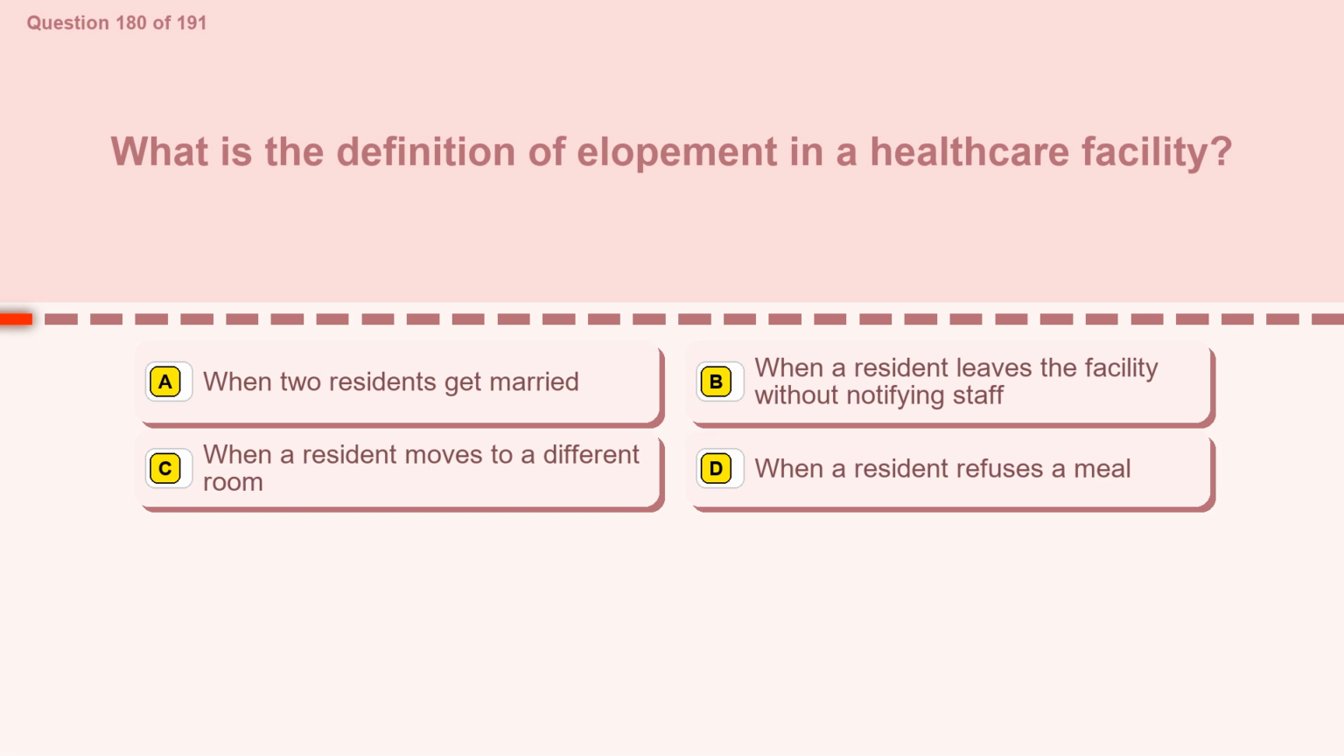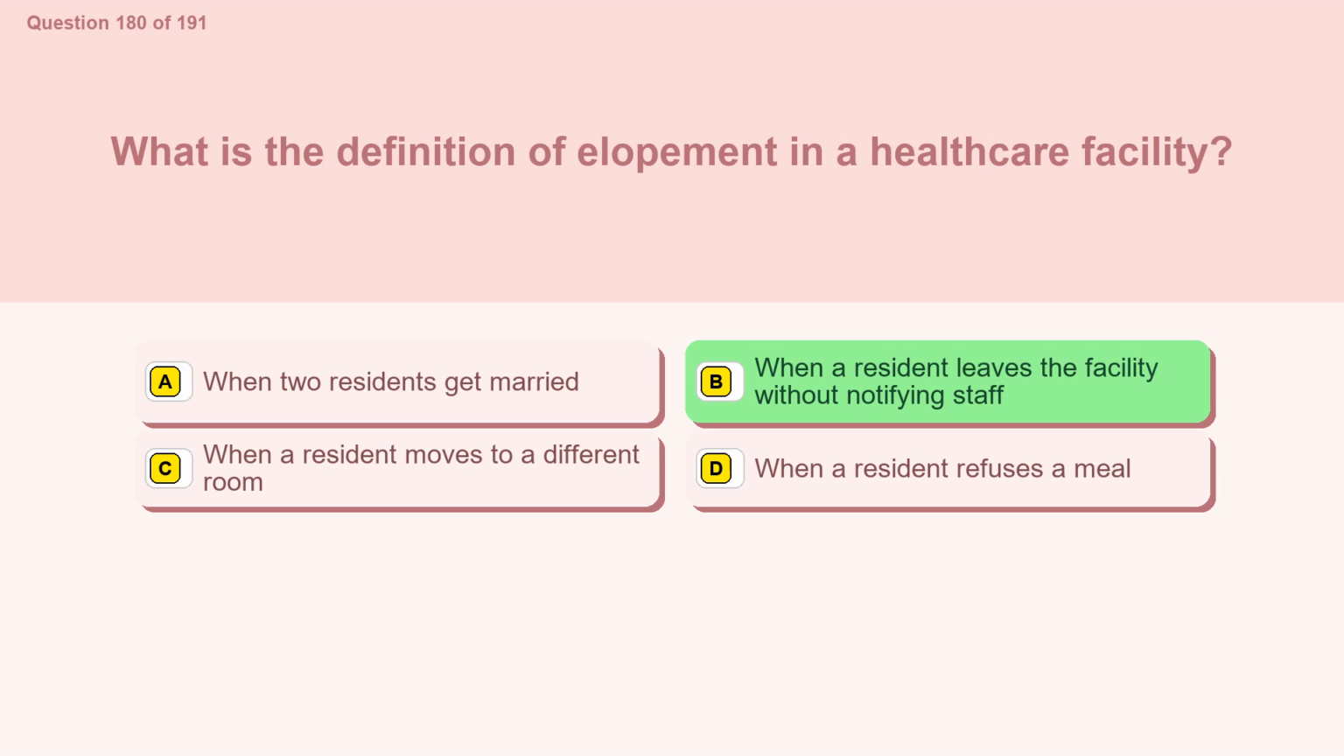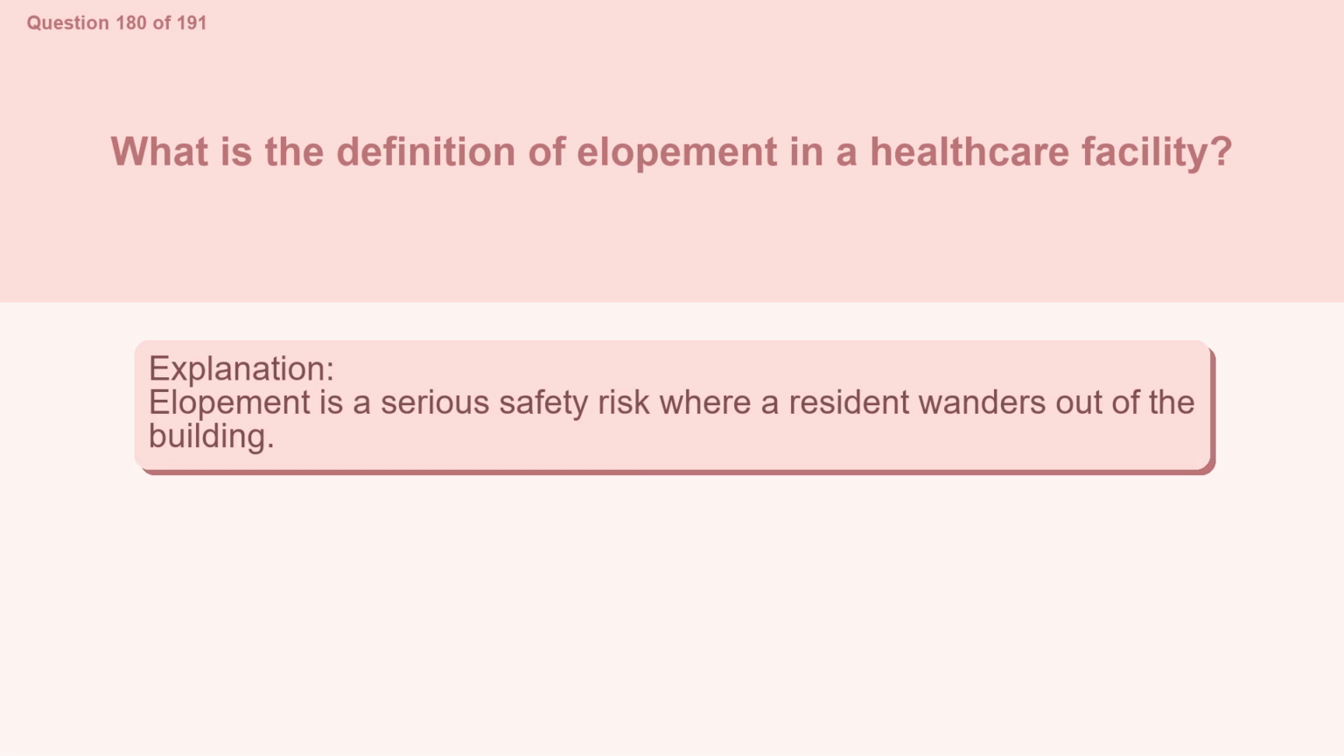Question 180. What is the definition of elopement in a healthcare facility? Option A, when 2 residents get married. Option B, when a resident leaves the facility without notifying staff. Option C, when a resident moves to a different room. Option D, when a resident refuses a meal. The correct answer is option B, when a resident leaves the facility without notifying staff. Elopement is a serious safety risk where a resident wanders out of the building.